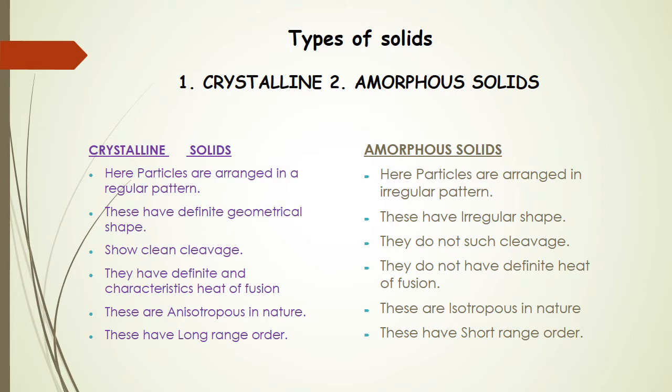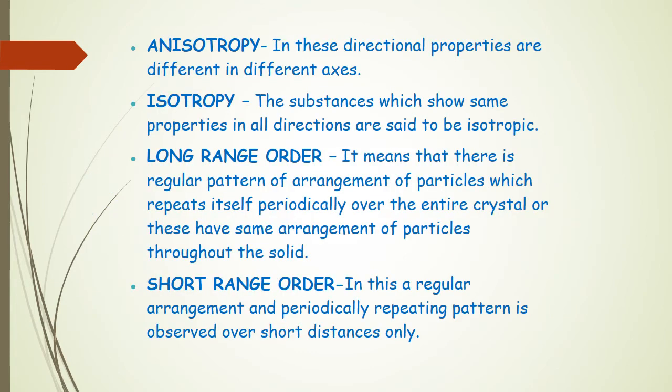Crystalline solids have a definite characteristic heat of fusion, but amorphous solids do not. Crystalline solids are anisotropic, but amorphous solids are isotropic. Crystalline solids have long range order, but amorphous solids have short range order. Anisotropy: what is anisotropy? In this form, directional properties are different along different axes. But substances which show the same properties in all directions are said to be isotropic.